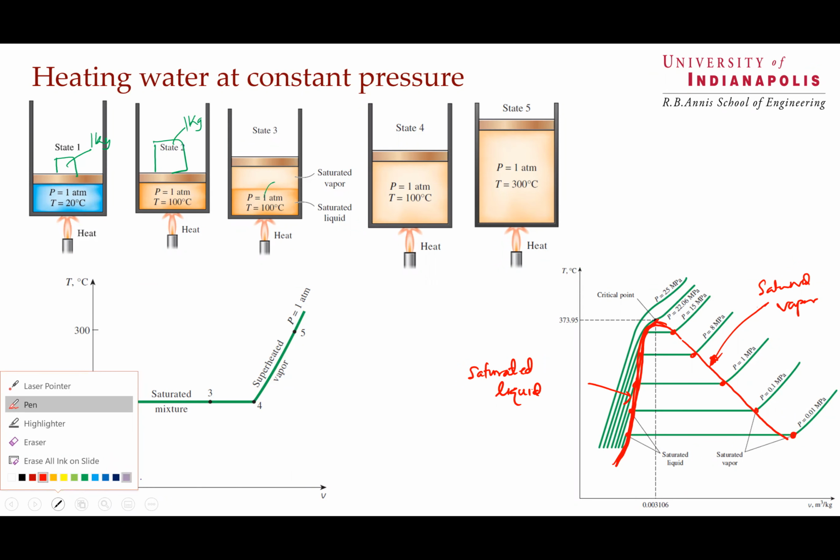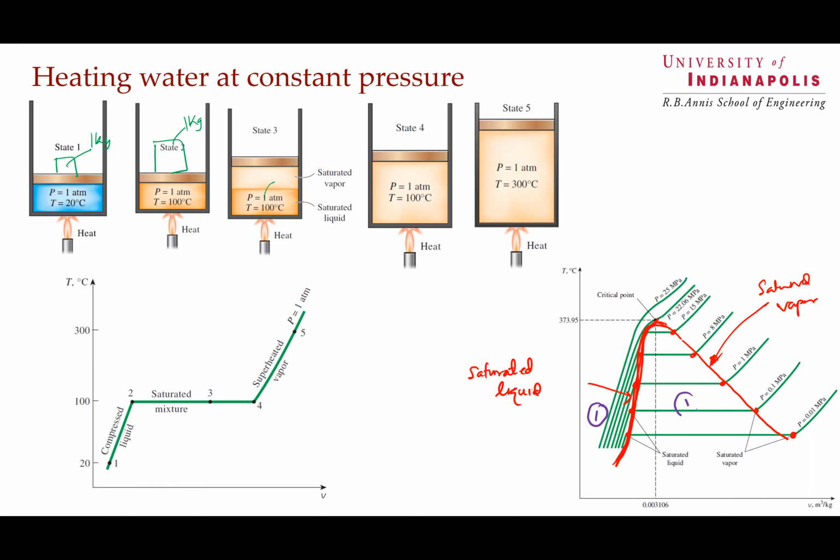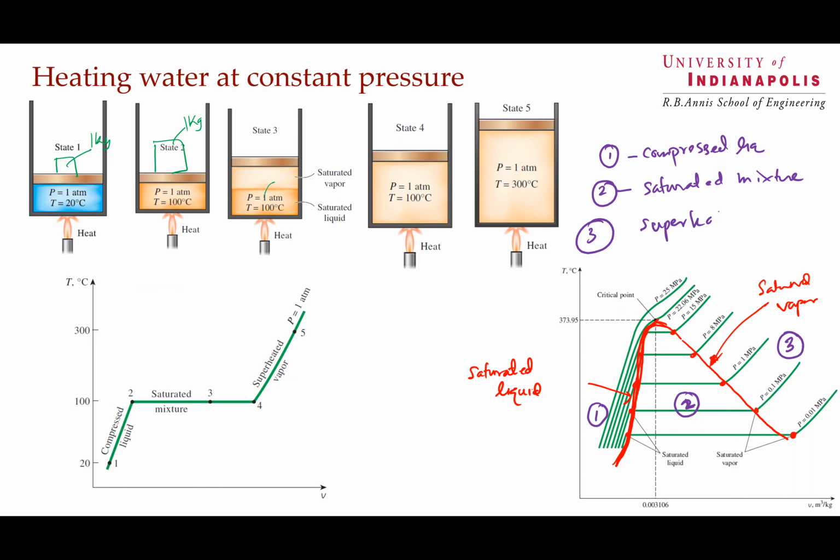If we divide this into 3 different regions, this is the compressed liquid region, this is the saturated liquid-vapor mixture region, and this is the superheated region. There are 3 regions: 1 is the compressed liquid region, 2 is the saturated mixture region, and 3 is the superheated vapor region.